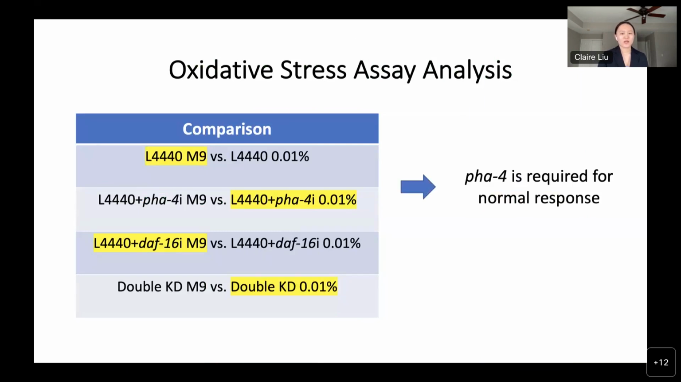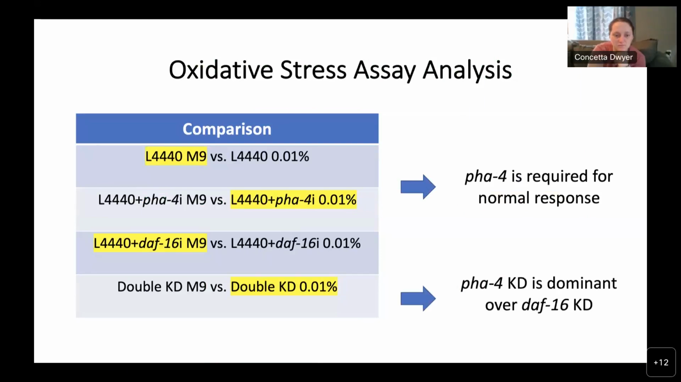From this data, I concluded that FOF4 seems to be required for a normal response for worms under oxidative stress. And even though the DAF16 response seemed to follow the normal response, in the double knockdown, it seems that the FOF4 knockdown is dominant.